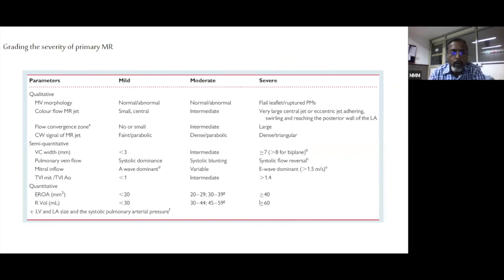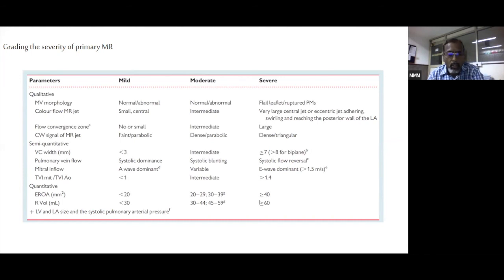So now, putting it all together, the grading of the severity of primary MR is based on qualitative, semi-quantitative, and quantitative parameters. When it is severe, you can have a flail leaflet, ruptured papillary muscles, a very large central jet or an eccentric jet like a wall-hugging jet. Then the flow convergence zone is very large. That means even without reducing the Nyquist limit, you are able to see the flow convergence.